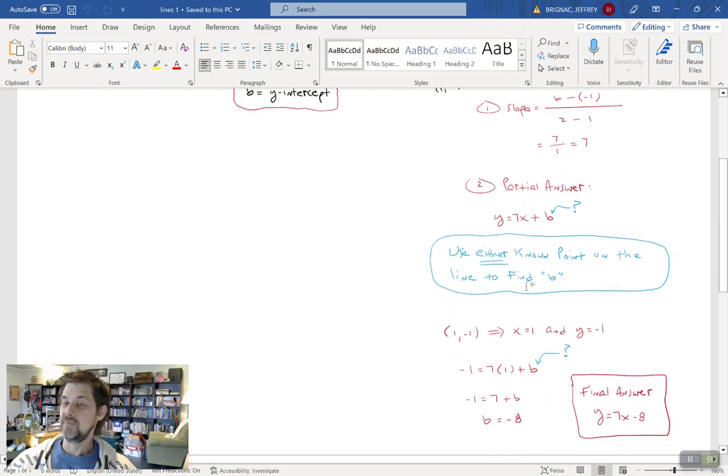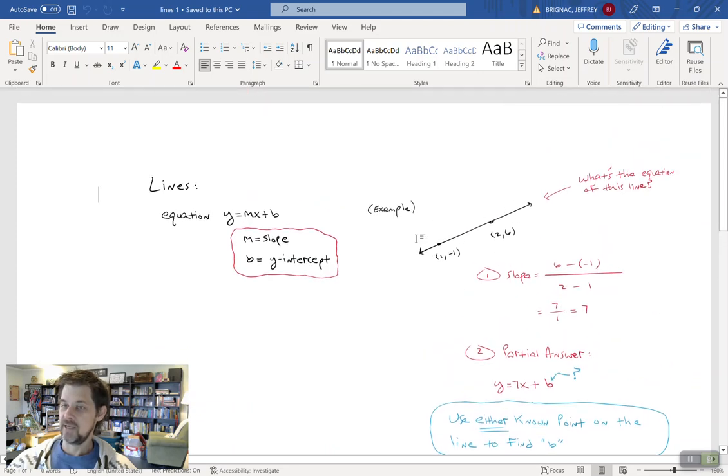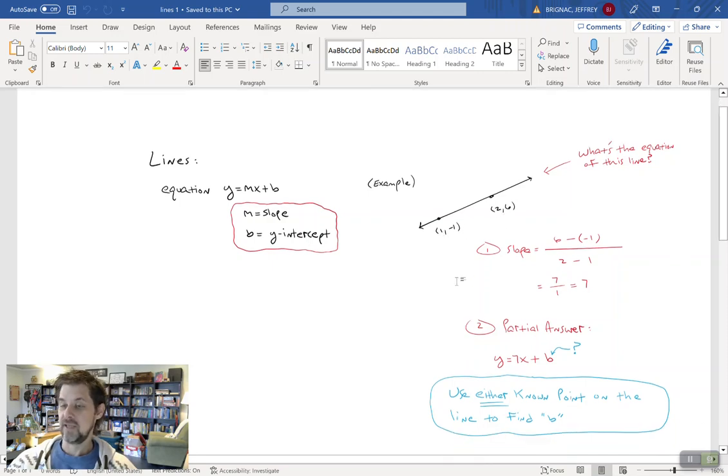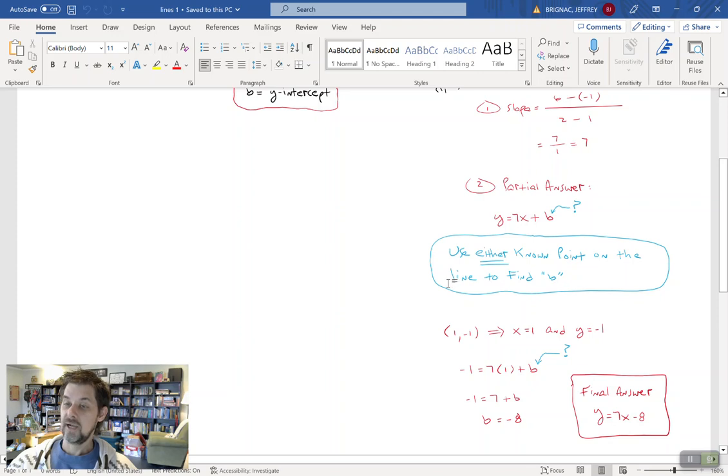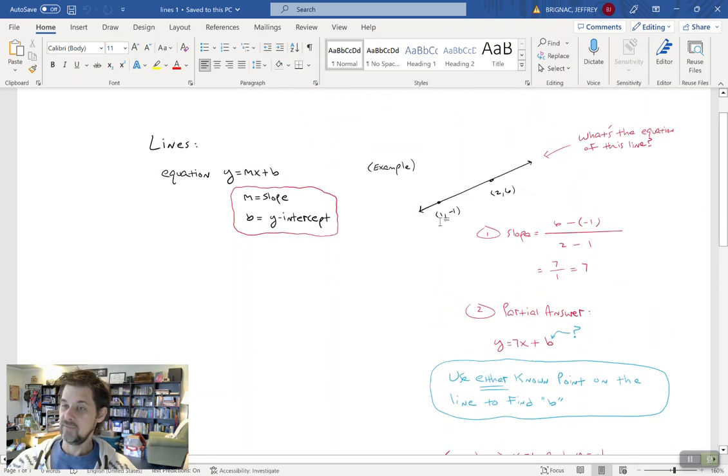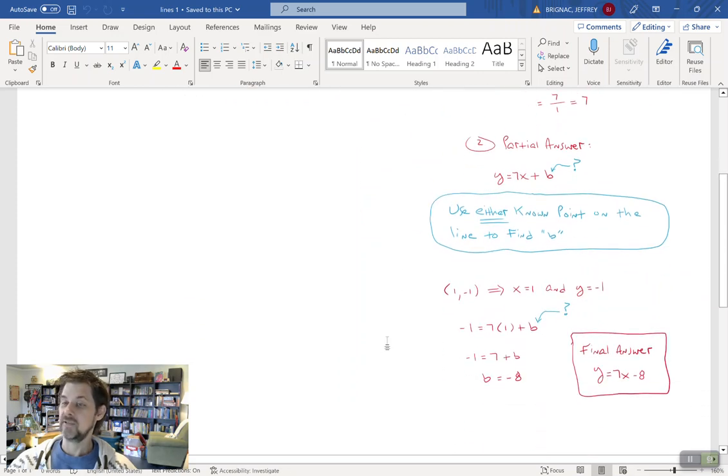Here's how we can find b. We can use either known point on the line to find b. Meaning, here's the line, and I know that it has those 2 points on it. 1 and negative 1, and 2 and 6. Okay? So, I can use either one of those and plug the x in for the x and the y in for the y and solve for b. So, I chose this one, 1 and negative 1, which amounts to x being 1 and y being negative 1.